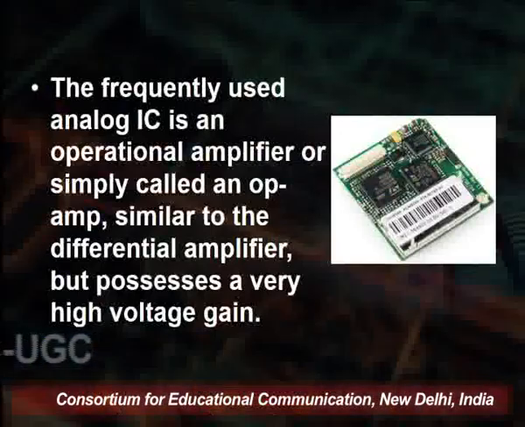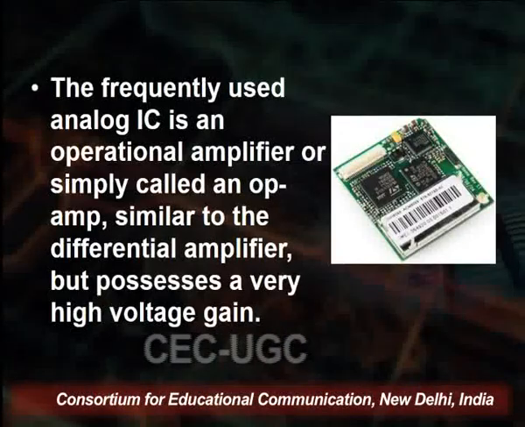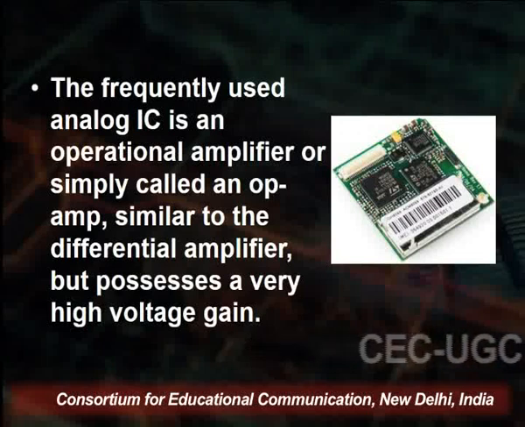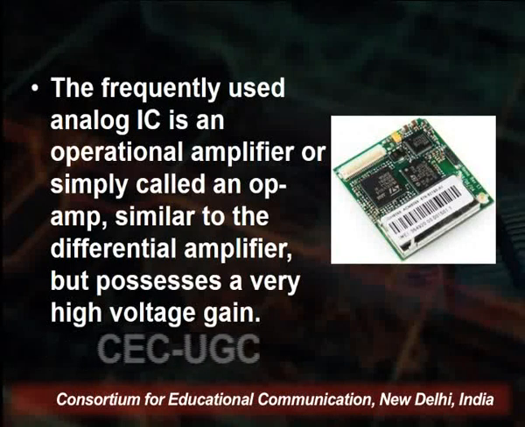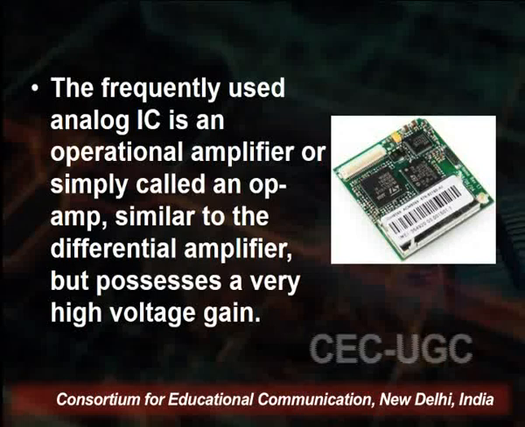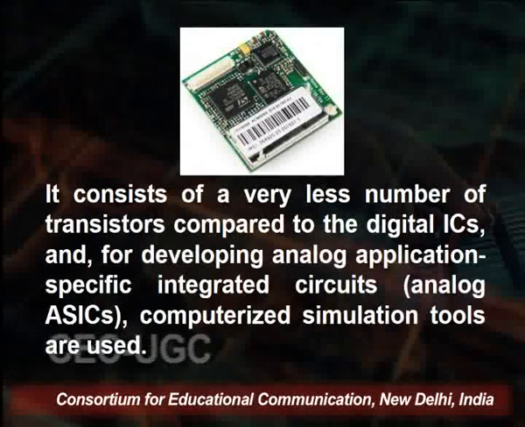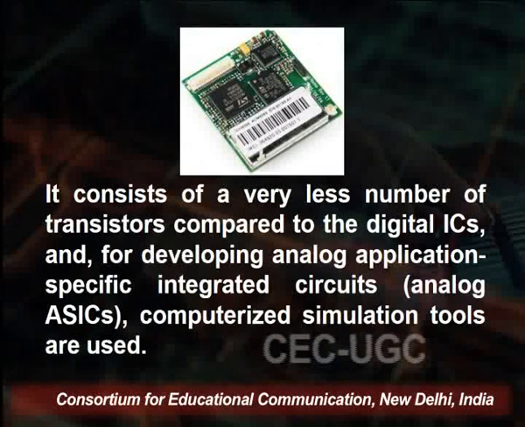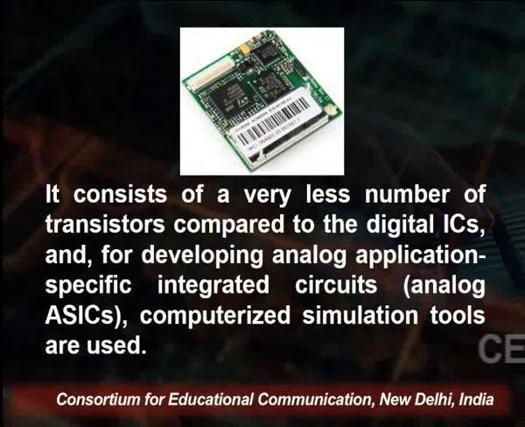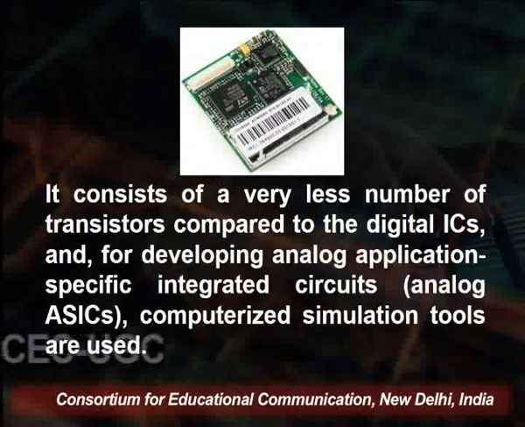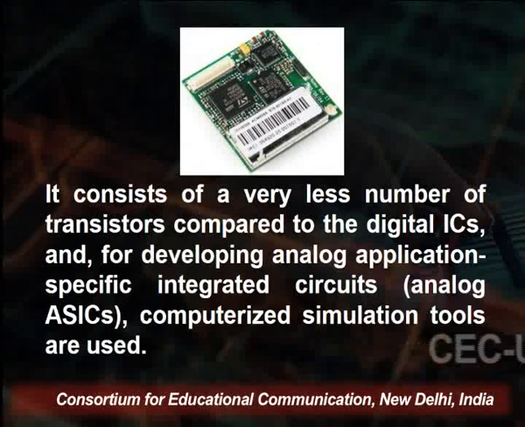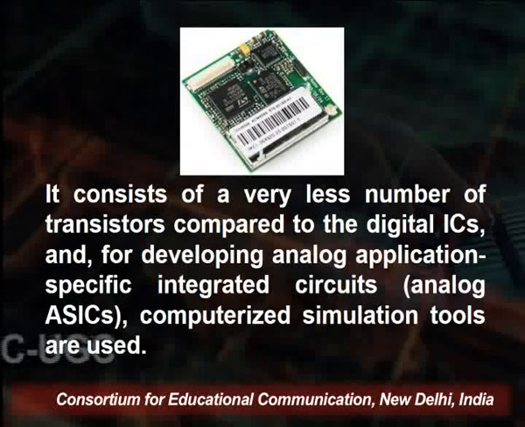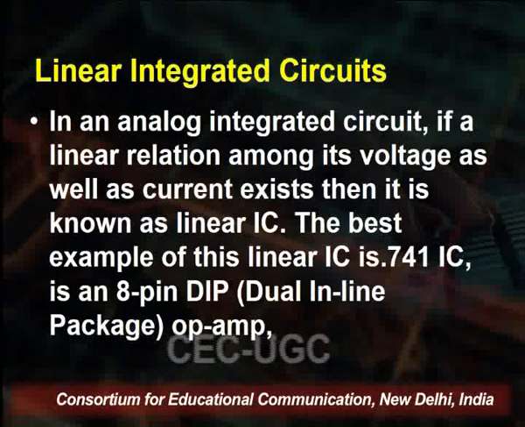The frequently used analog ICs, as you see on the screen, are analog integrated circuits. The frequently used analog IC is the operational amplifier, or simply called an op-amp, similar to a differential amplifier but possessing a very high voltage gain. It consists of a very small number of transistors compared to the digital IC, and for developing analog application specific integrated circuits like analog ASICs, computerized simulation tools are used for development of this analog IC.